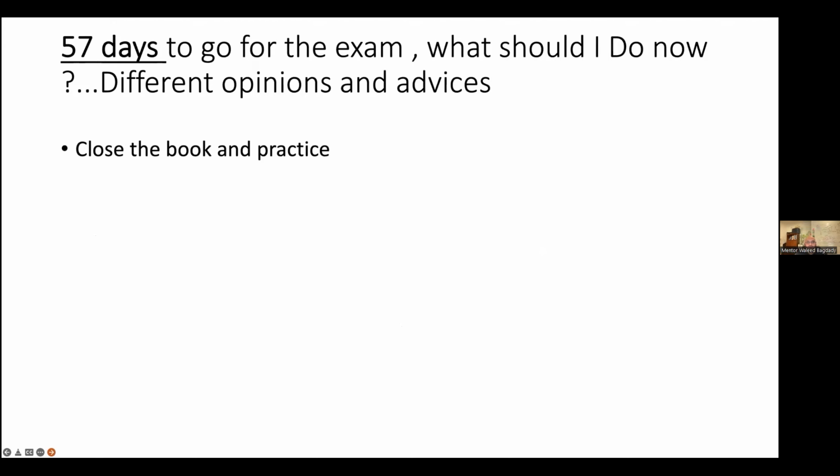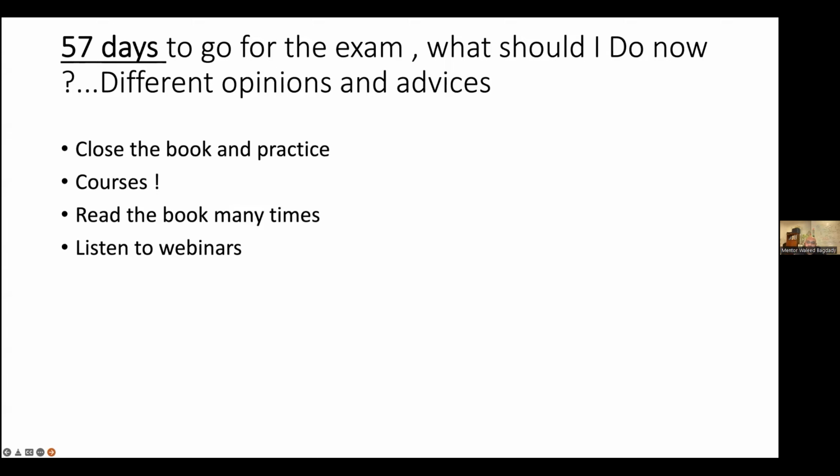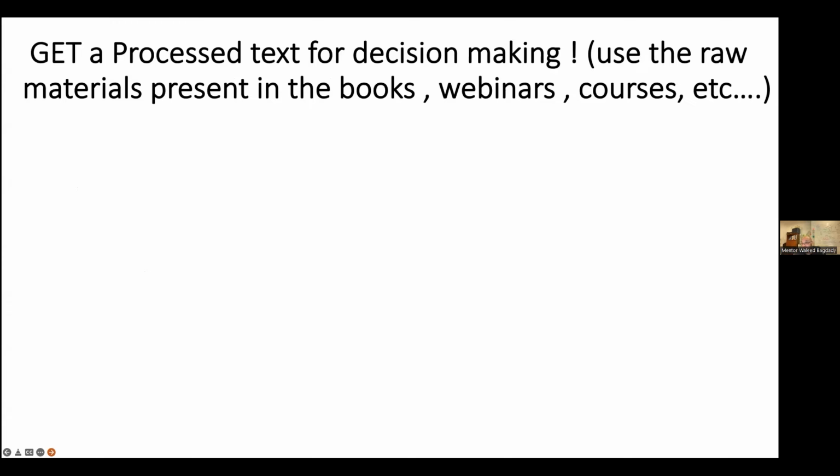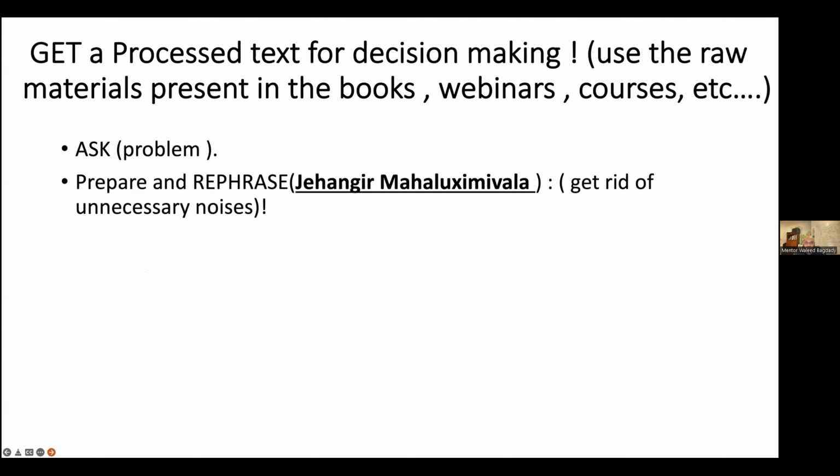So someone may tell you, close the book and do some practice. Someone says to attend courses. Someone may tell you to read the book many times. You may find someone who advises webinars. Someone may say to you, just volunteer for hot seats and be grilled. And my advice at the moment is to try to get a processed text for decision making. The processed text is a text that can sort out a problem like an algorithm exactly.